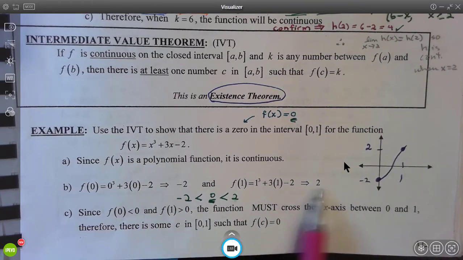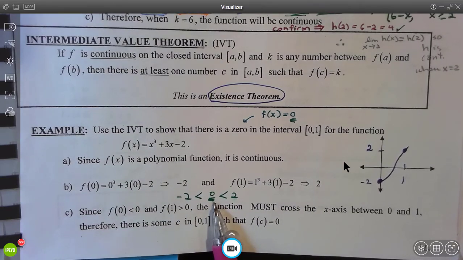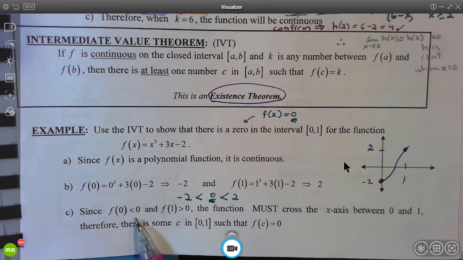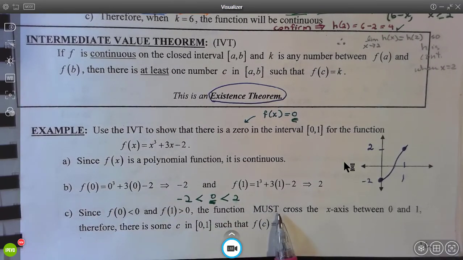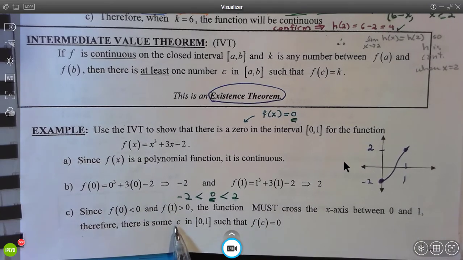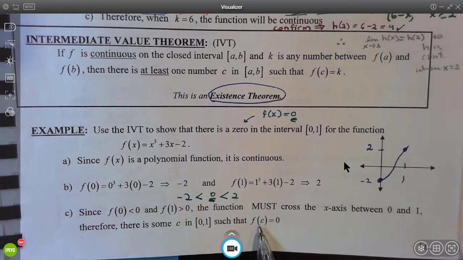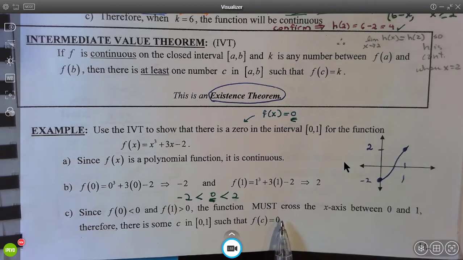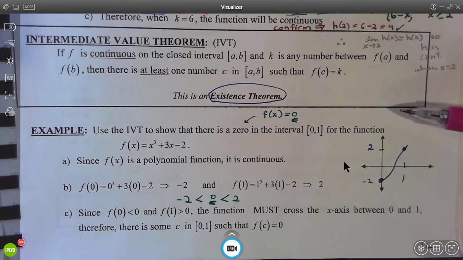Do you agree that somewhere between -2 and 2, there has to be the value 0? So, since f of 0 is negative and f of 1 is positive, the function must cross the x-axis between 0 and 1. Therefore, there is some c in the closed interval from 0 to 1 such that f at c equals 0. You will use this in weird places throughout the year. So make sure you know this theorem.